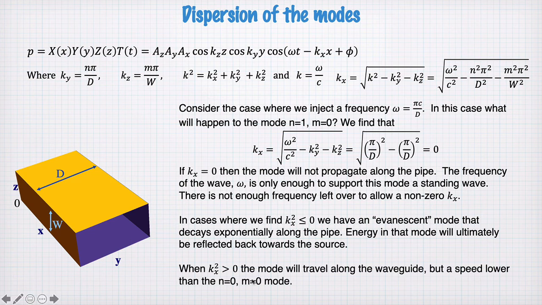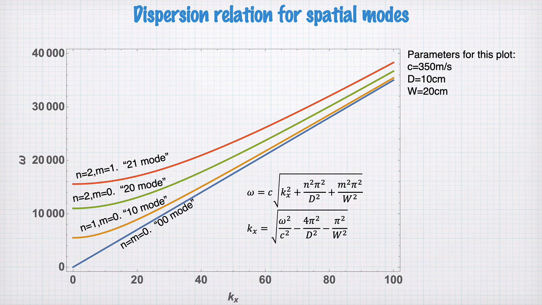And when kx is greater than 0, the mode will travel along the waveguide, but at a speed lower than the n equal to 0, m equal to 0 mode. We can plot the dispersion relation here, so we can plot omega and kx, and we can do it for different modes, and this is what we see. And the parameters for this plot, if you're interested, are given up here.